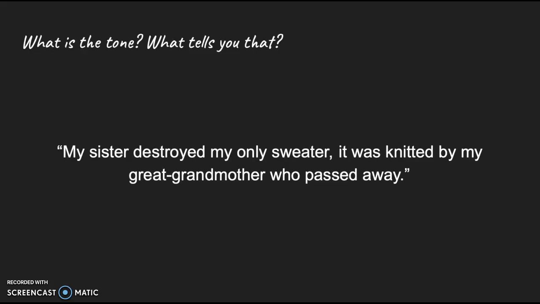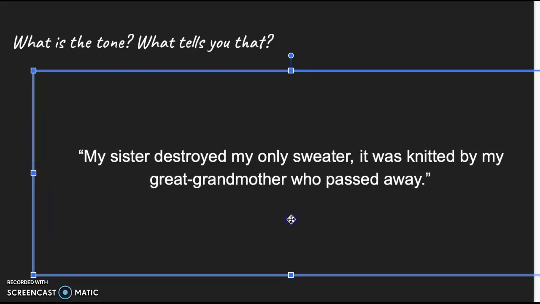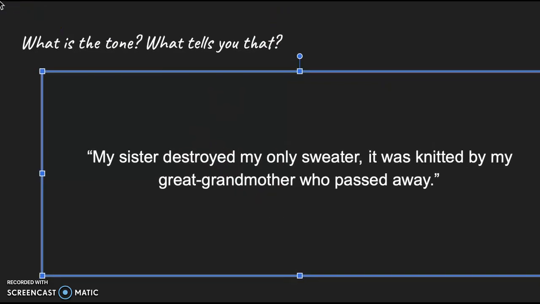And it says, "My sister destroyed my only sweater. It was knitted by my great-grandmother who passed away." So the students might say something like upset or angry, frustrated, and then they'll have to also identify what tells them that in the text, because my students have been having issues with identifying context clues. So if they say the tone is upset, they'd have to explain why.